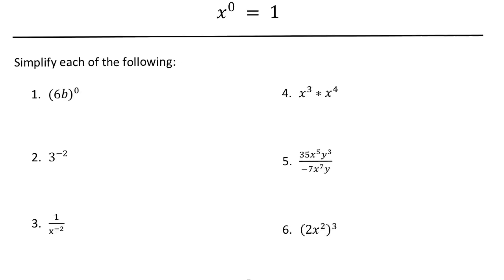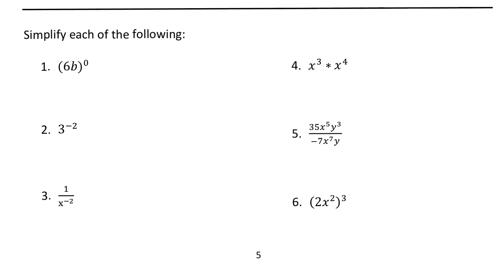So to practice some of these, let's just take a look at a few examples. In number 1, you see we have everything in parentheses, and that 6b is being raised to the power of 0. So remember that when we use parentheses, it says that everything inside of that is being raised to the power of 0, and therefore, since anything to the power of 0 is 1, that whole thing will equal 1.